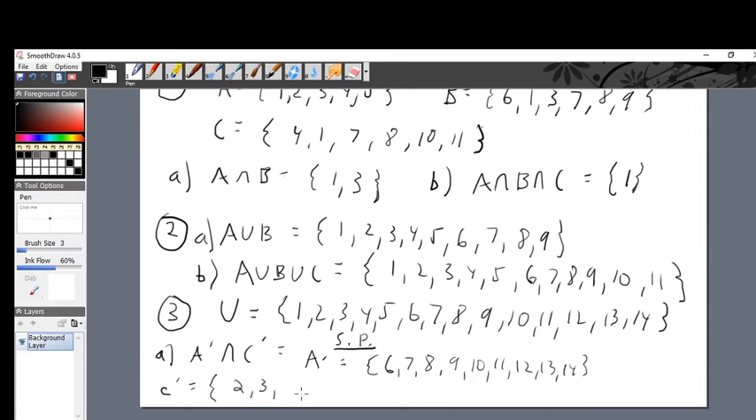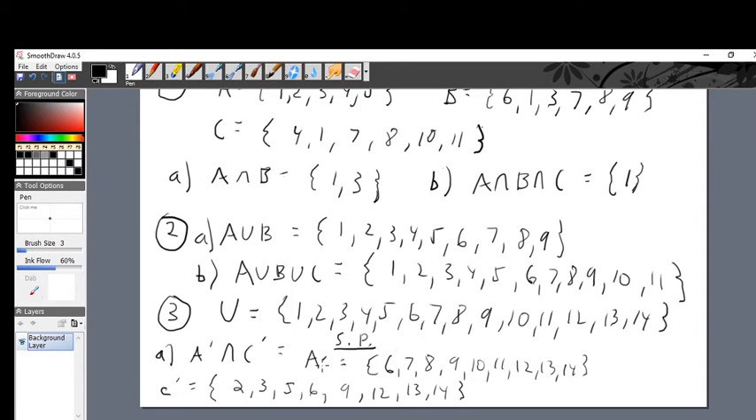While I'm doing it, I don't take 4, but I do take 5. I do take 6. I don't take 7. Don't take 8, but I do take 9. I don't take 10. I don't take 11. I do take 12, 13, and 14.